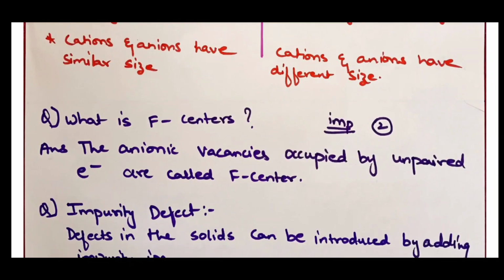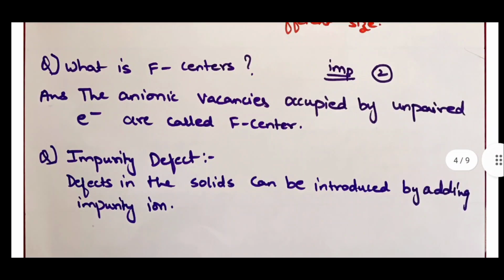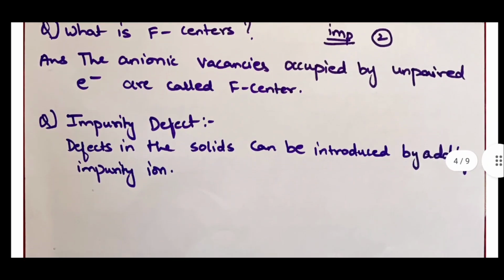Important question: what is F center? It is asked in MCQs as well as 2 markers. The anionic vacancies occupied by unpaired electrons are known as F centers. This is the most important question, which is repeating for the past 3 or 4 years. Now you have impurity defect. The defect in a solid which is introduced by adding impurity is known as impurity defect.